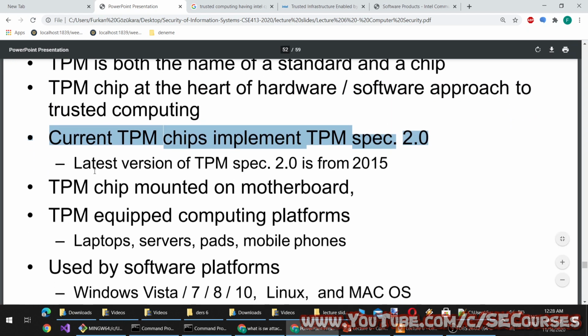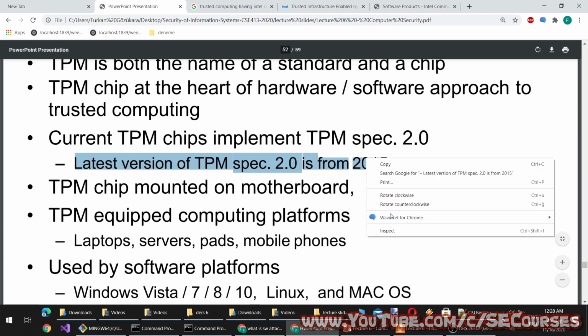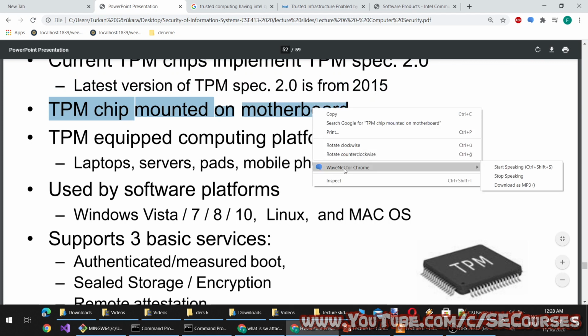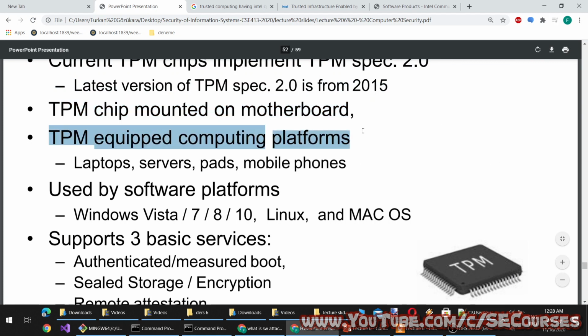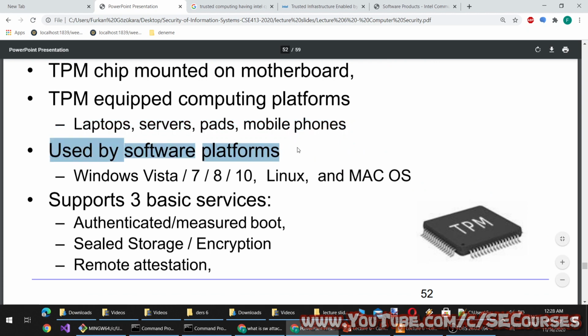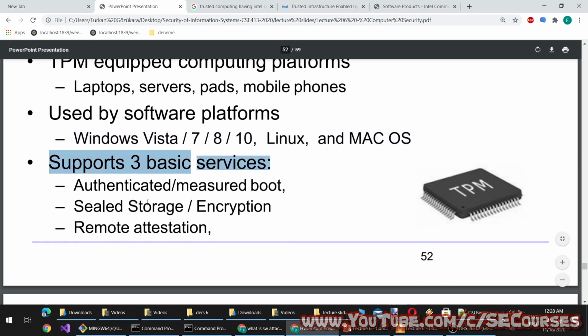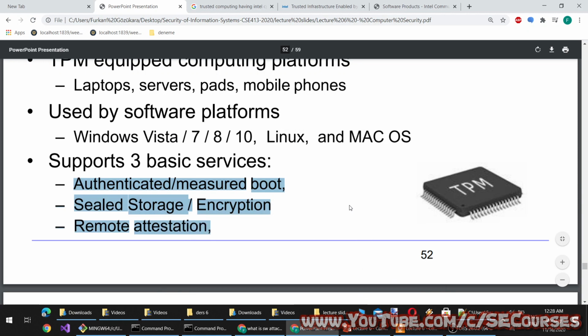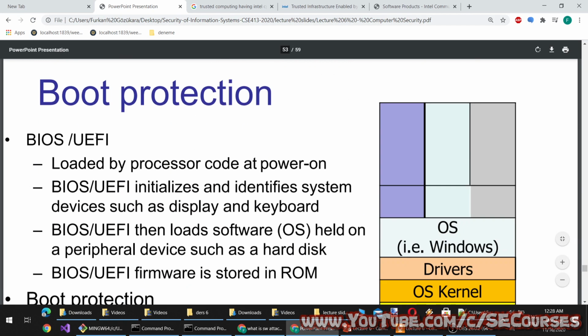Current TPM chips implement TPM Spec 2.0. The latest version of TPM Spec 2.0 is from 2015. The TPM chip is mounted on the motherboard. TPM-equipped computing platforms include laptops, servers, pads, and mobile phones. It is used by software platforms such as Windows Vista, 8, 10, Linux, and Mac OS. It supports three basic services: authenticated, measured boot; sealed storage, encryption; and remote attestation.